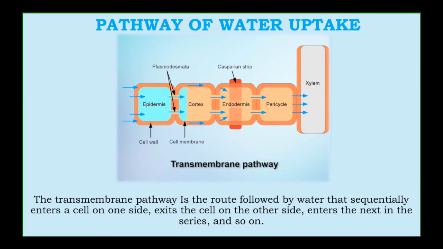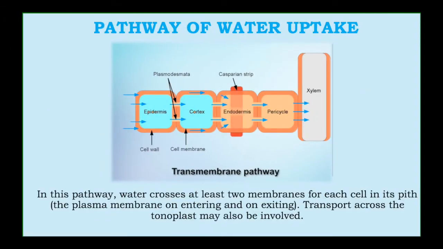The transmembrane pathway is the route followed by water that sequentially enters a cell on one side, exits the cell on the other side, next enters the next cell, and so on. In this pathway, water crosses at least two membranes for each cell in its path. Transport across the tonoplast may also be involved.